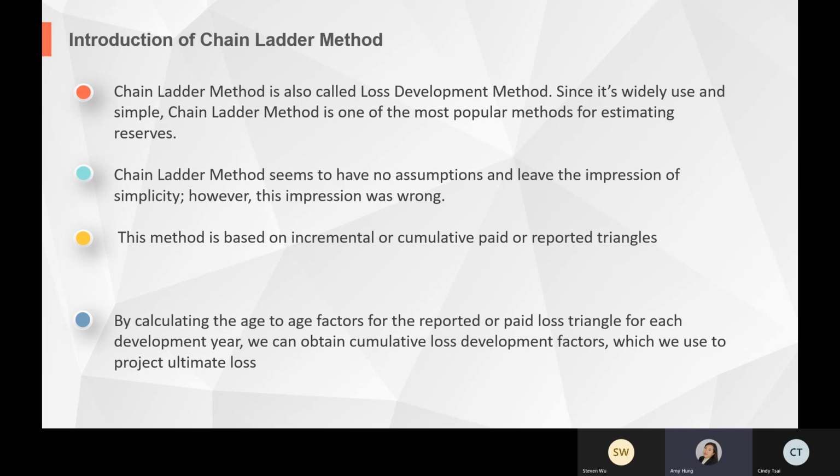This method is based on incremental or cumulative paid or reported triangles. By calculating the age-to-age factors for the reported or paid loss triangle for each development year, we can obtain cumulative loss development factors, which we use to project ultimate loss.